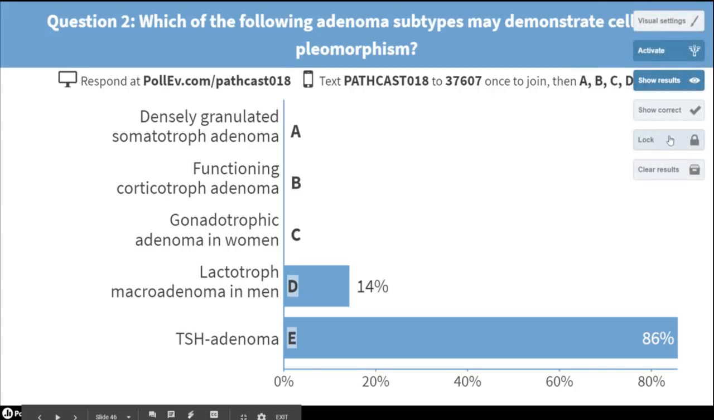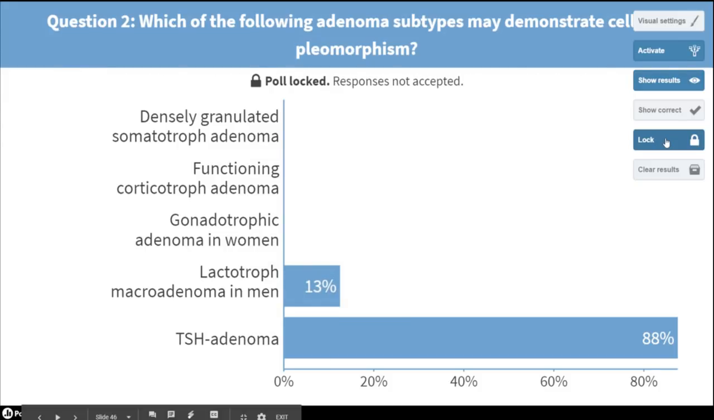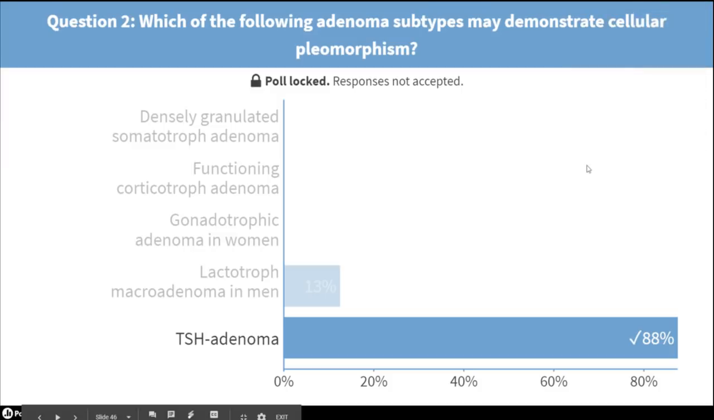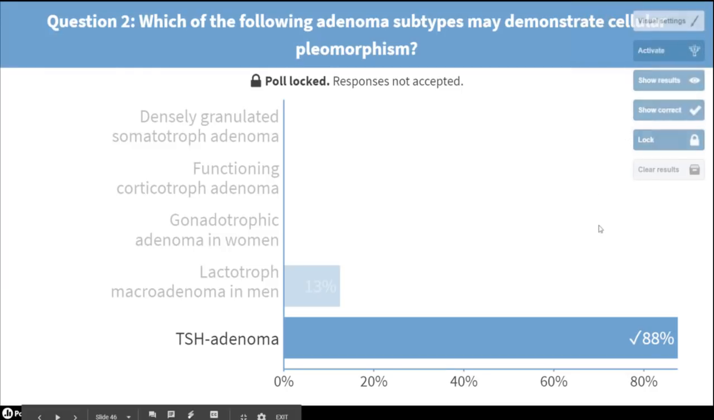Okay, so we'll look at this. And indeed, I'm happy. Most of you chose TSH adenomas. Of course, you can have pleomorphism in any essentially endocrine tumor, really. But TSH adenomas are the ones that, in my experience, can have pleomorphism that is really very challenging sometimes. That was the example that I shared.